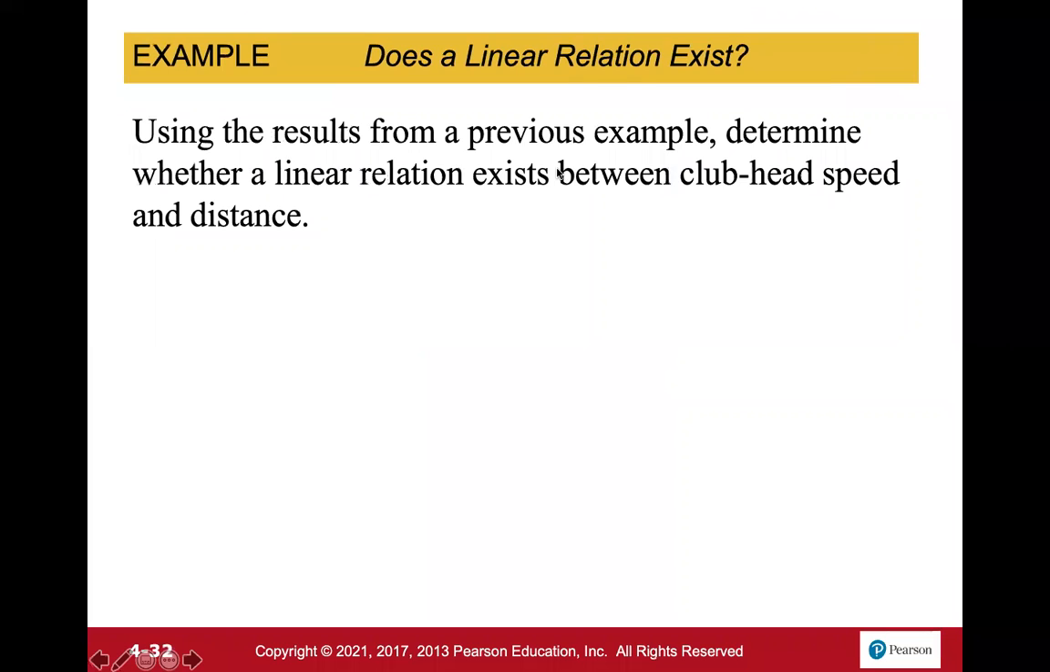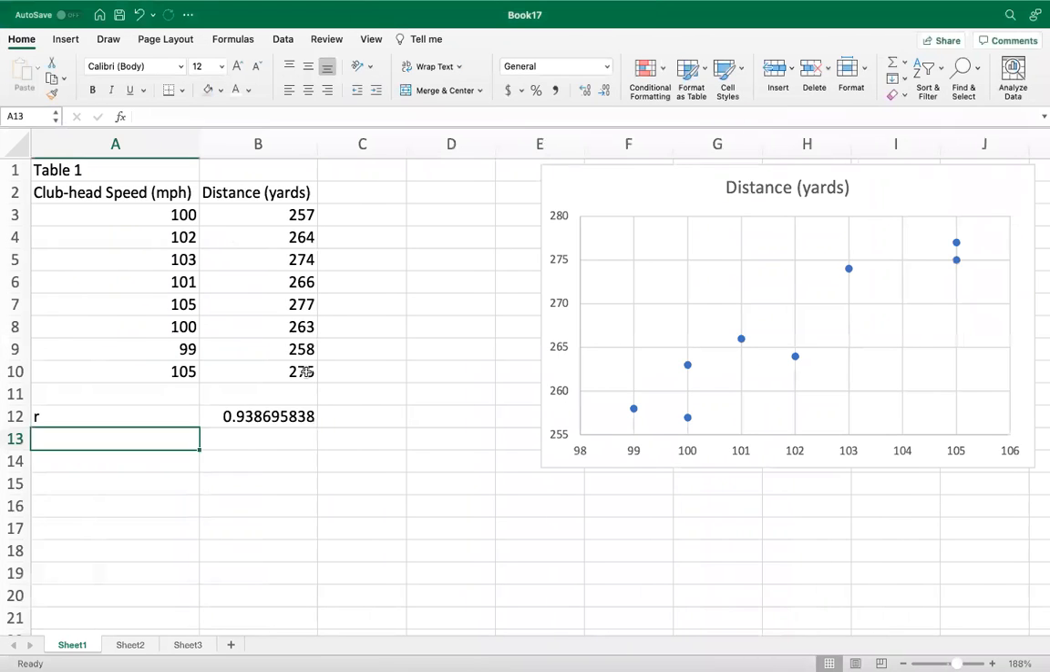Okay, so using the results from a previous example, determine whether a linear relation exists between club head speed and distance. All right, so let's grab all the data that we're going to need for this problem. First is going to be our correlation coefficient that we got for this problem. So in this case, R. So we'll say R is equal to 0.9387.